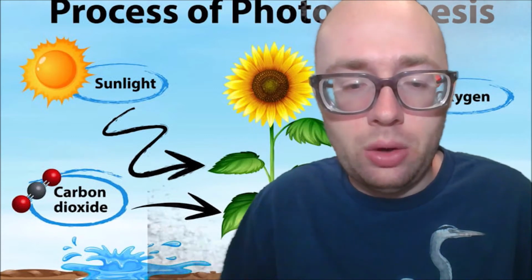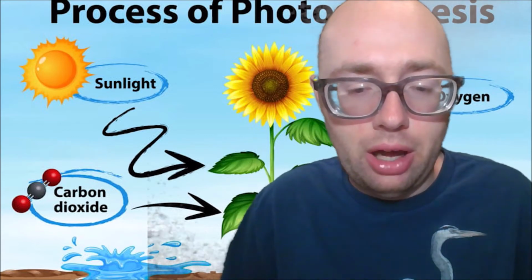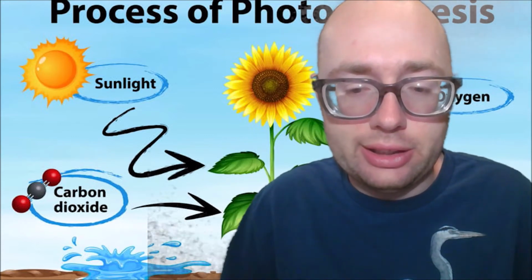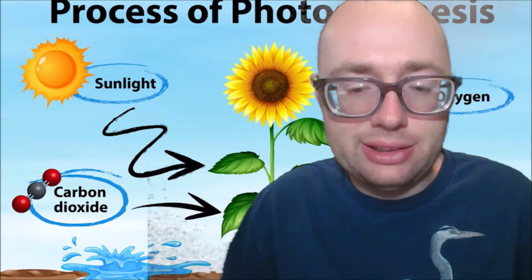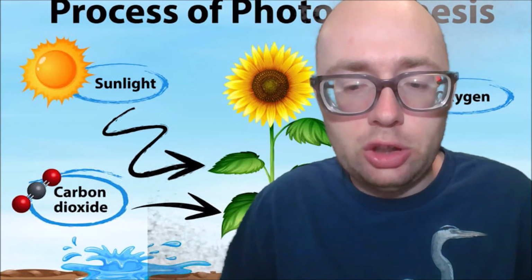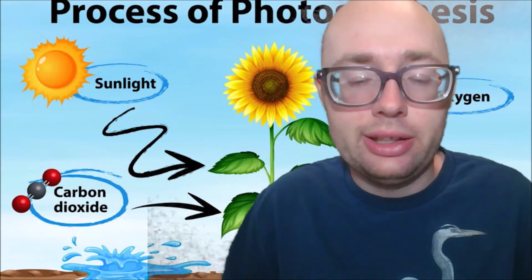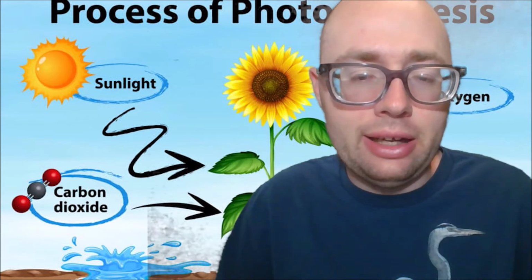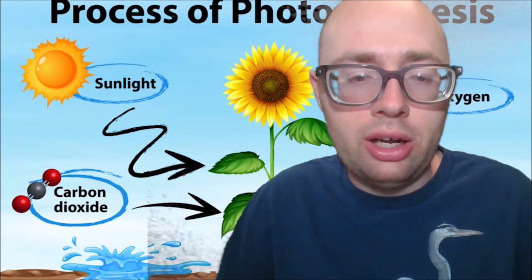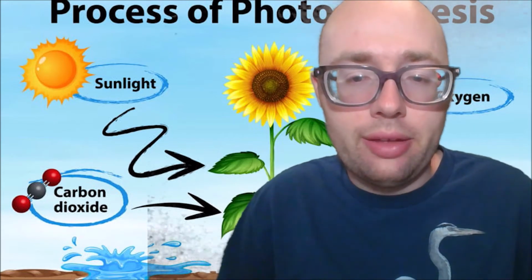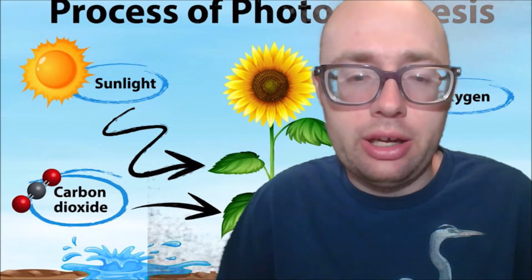A cell is one of the tiny building blocks that makes a living organism. Photosynthesis takes place in the chloroplasts. Chlorophyll also traps the energy from the sun so the plant can use it. As well as the light energy from the sun, other substances are required in photosynthesis. The first of these is carbon dioxide.